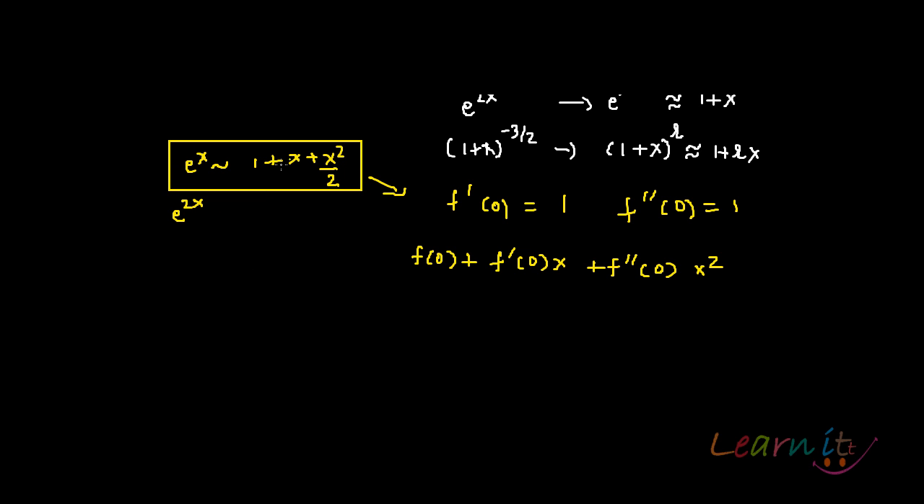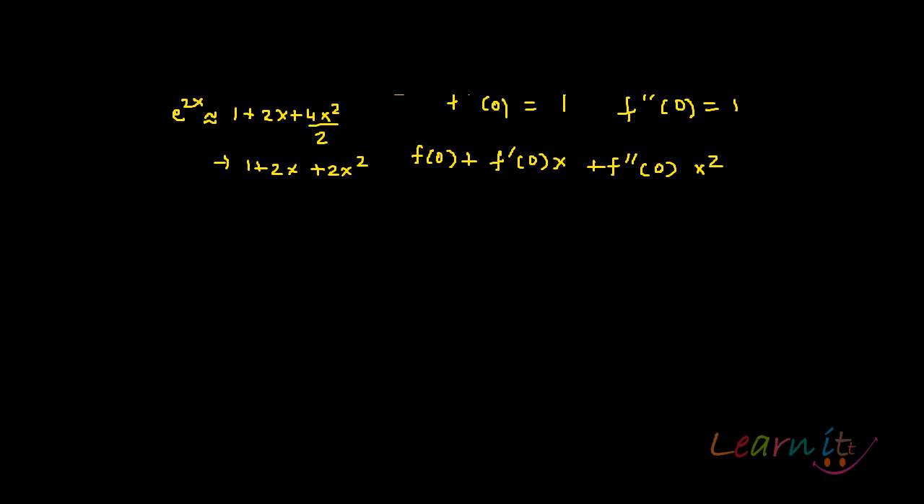So, in terms of e to the power 2x, this will become 1 plus 2x plus 4x square by 2, which is same as saying 1 plus 2x plus 2x square. Okay, so let's keep this aside. Now, the next function that I have, let me change the color, is (1 + x) whole to the power minus 3 by 2.